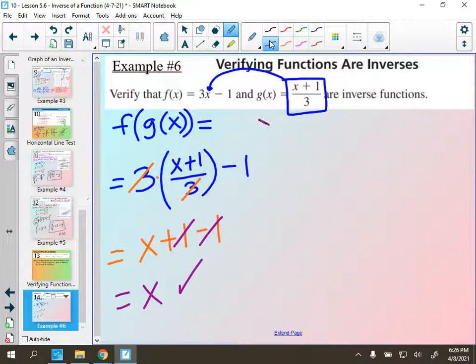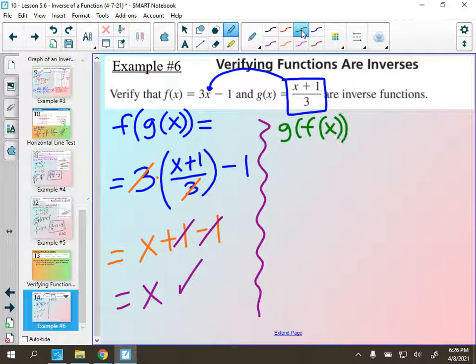Okay? So a lot of times these problems are just showing your work and taking care of your order of operations as much as anything else. We're not done, because we do have to go the other way. We said just because it works one way doesn't guarantee that they're inverses. We've got to go the other way too. So it's going to be g of f of x. It's weird because there's that double set of parentheses there.